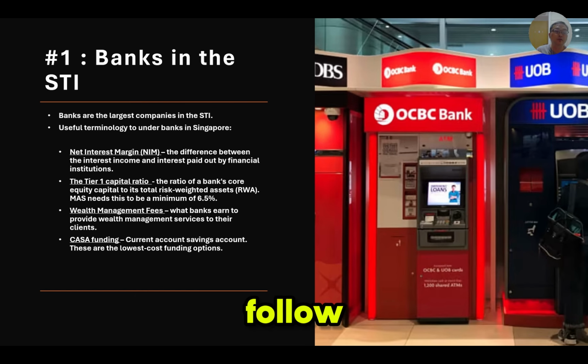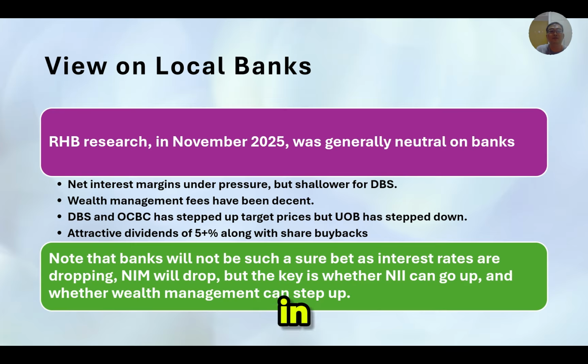And you also want to follow this thing called CASA funding. It's your current account, savings account, and these are the lowest cost funding options. If CASA funding becomes more expensive, it's also bad for banks because that would lower the net interest margin. So generally speaking, these are the things that you need to understand when you're looking at our local banks, to be able to invest in them better.